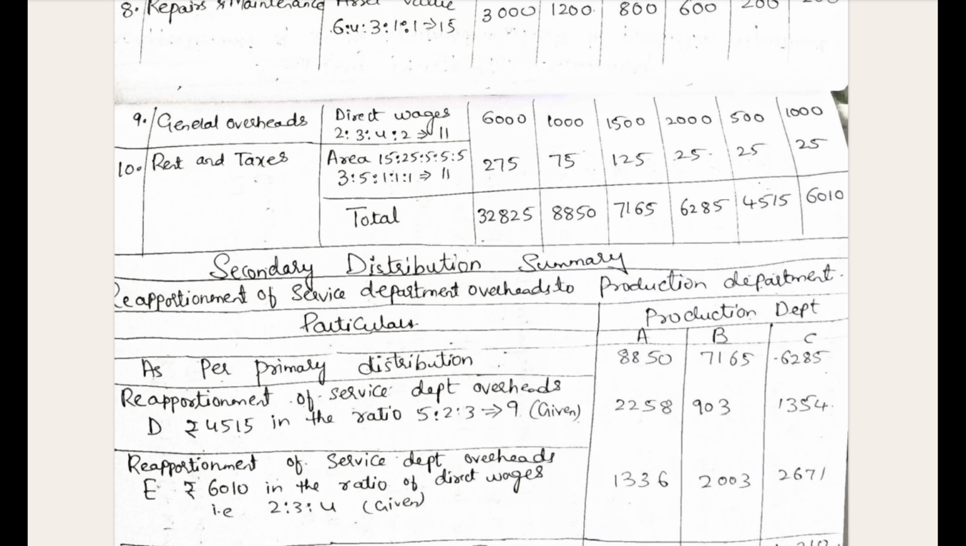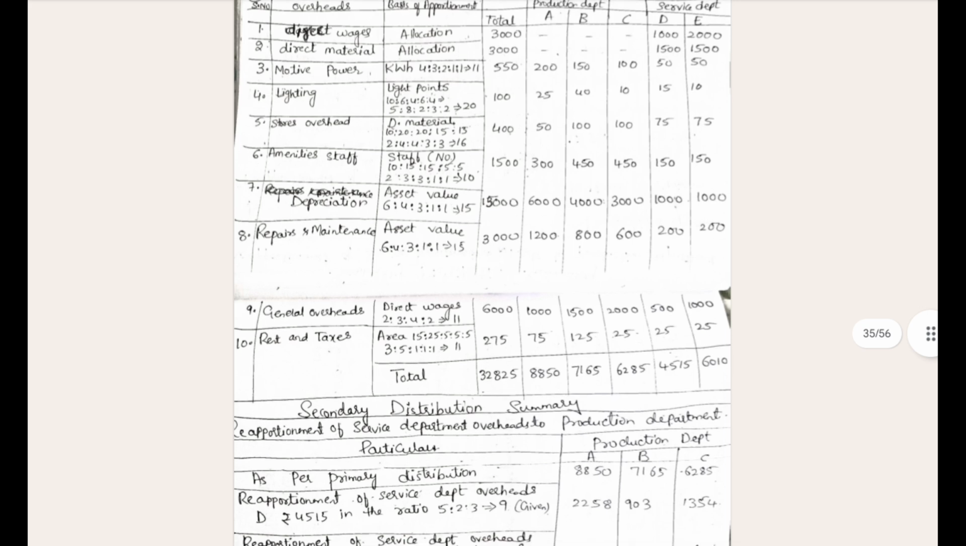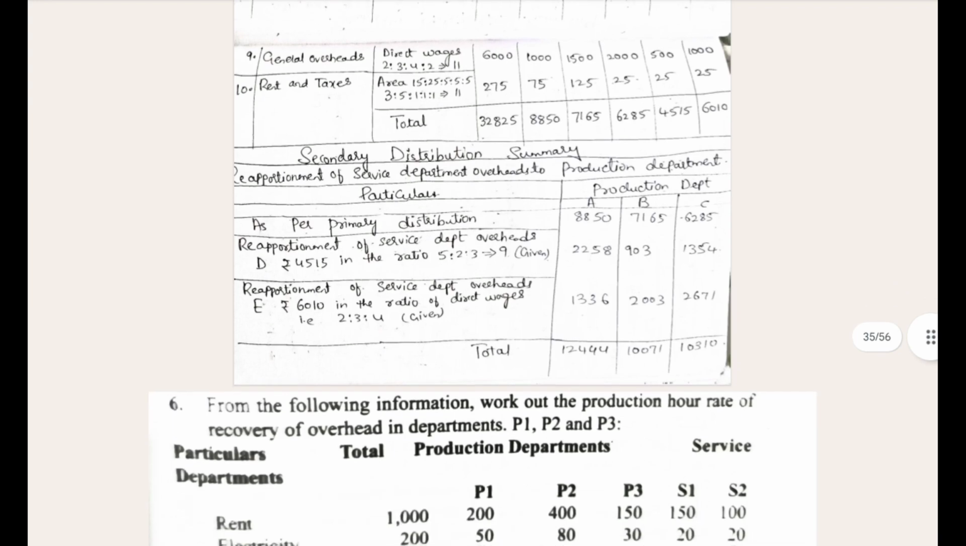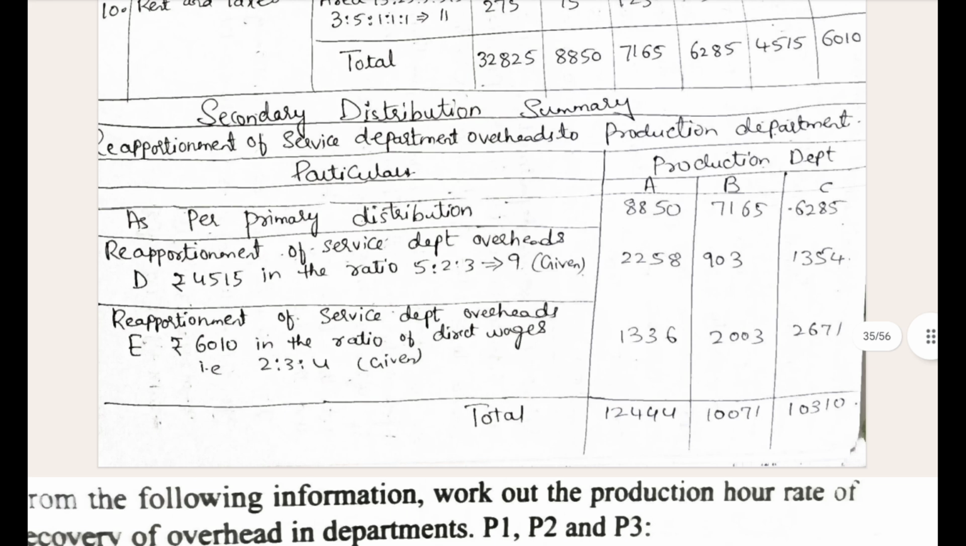Now do the total of this primary distribution: production departments A, B, C, D, E and the service departments. This total we are getting. Now the next step: this service department total we have to apportion to the production departments. That we call the service department secondary distribution table. Secondary distribution table, reapportionment of department overheads. As per the primary distribution, these three answers we have to note down, copying them first here as they are.